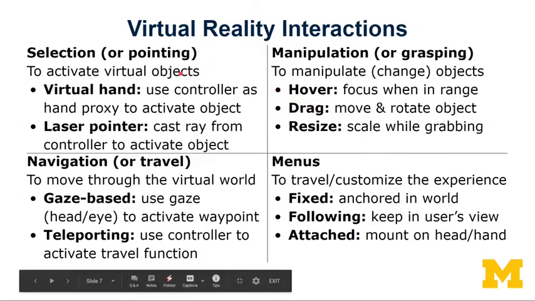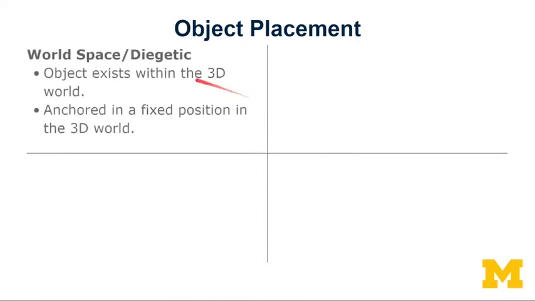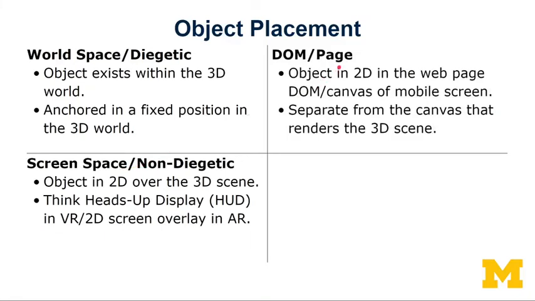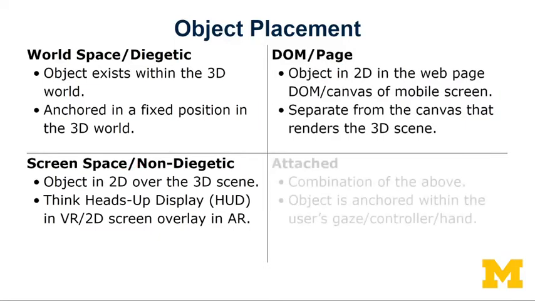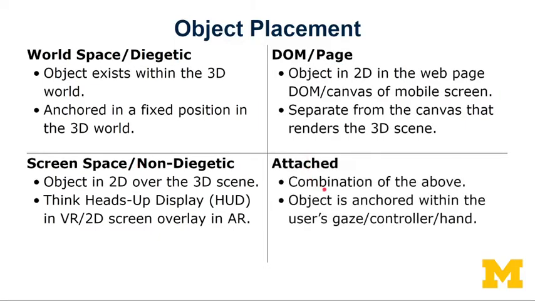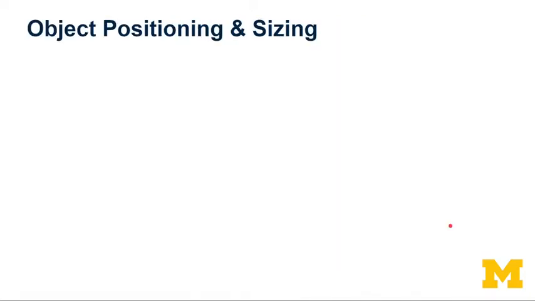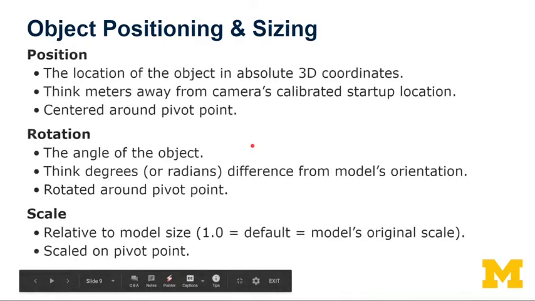We learned about virtual reality interactions: selection, manipulation, navigation, and menus. We learned about object placement, diegetic or non-diegetic, so in the world or world space versus screen space, so not participating in the story. We learned about what it means to place objects in the DOM, and therefore they're not visible in the 3D scene. And then we also learned about how to attach and anchor them to other objects, for example, the virtual camera, which means that it's just in the user's gaze, the controller, or the hand.